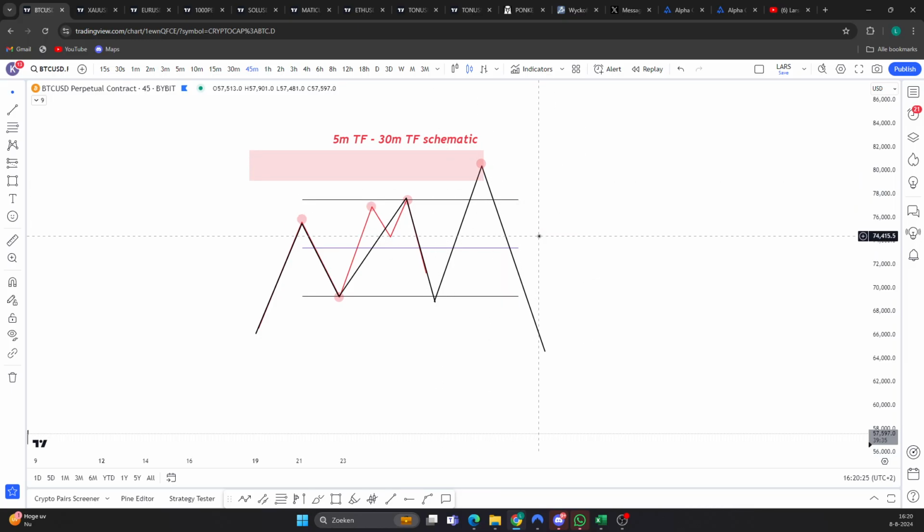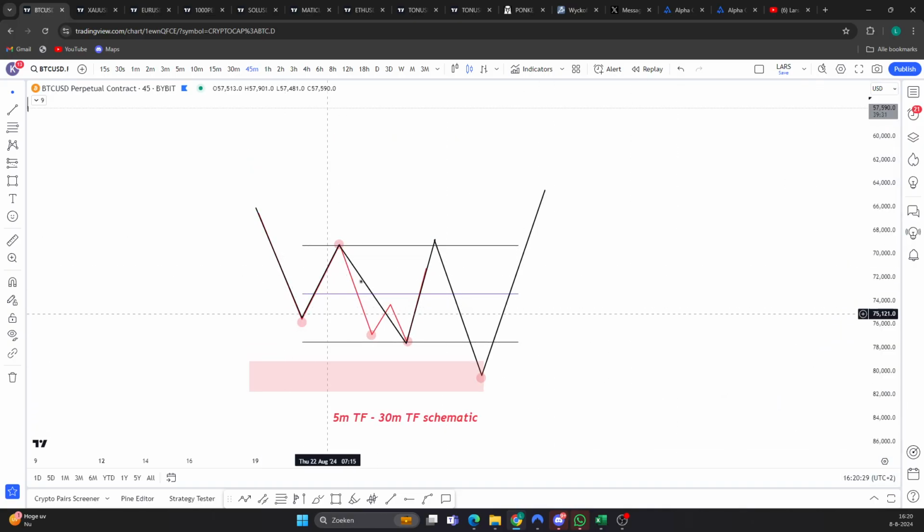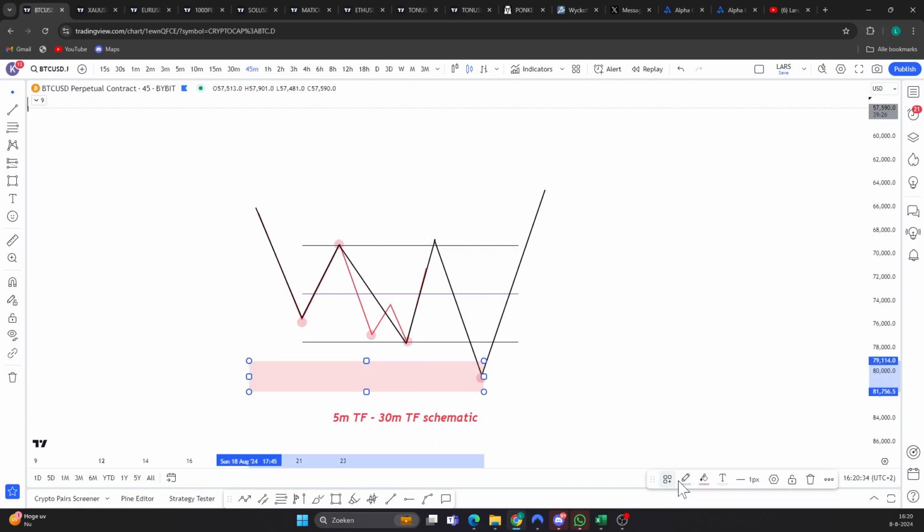And it's the exact same for an accumulation. Okay, exact same for an accumulation, where your lower time frame schematic can go over into a high time frame schematic, where this would just be demand.